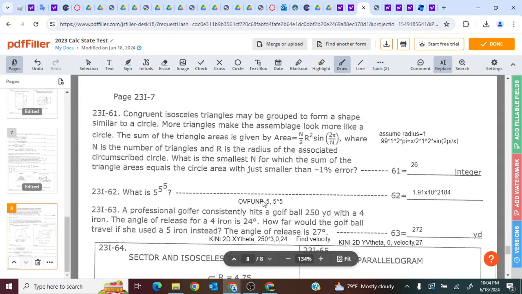62, this is your overflow problem. Go to the overflow program. Your number is this 5, and it's being powered by 5 to the power of 5, as shown here. So if you do that, you'll get a value of 1.91 times 10 to the power of 2184.